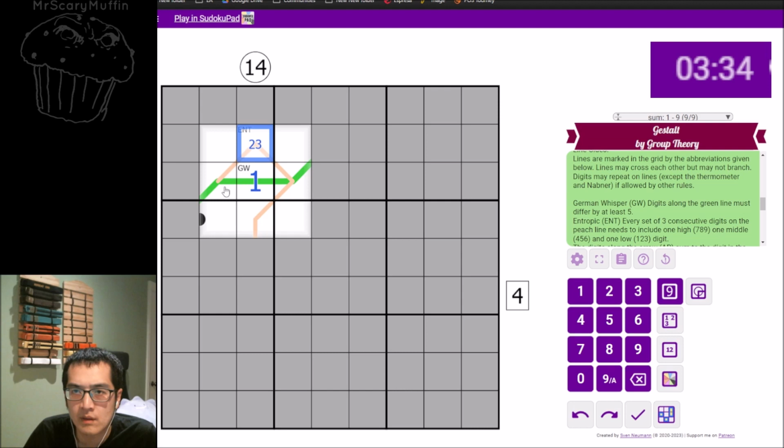So now, since this is a low, this needs to be a high. This is a 6, 7, 8, or 9. And then the 1 is here or here. Boom, boom, boom. This is the same entropy as this one.